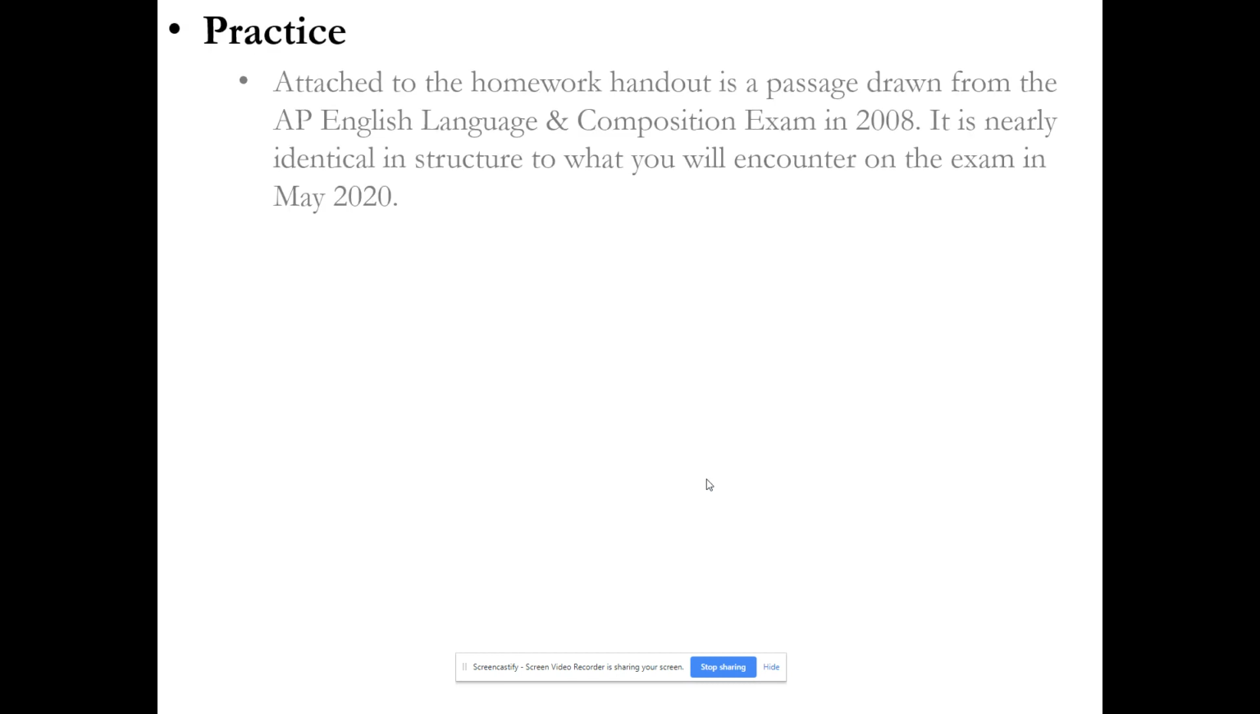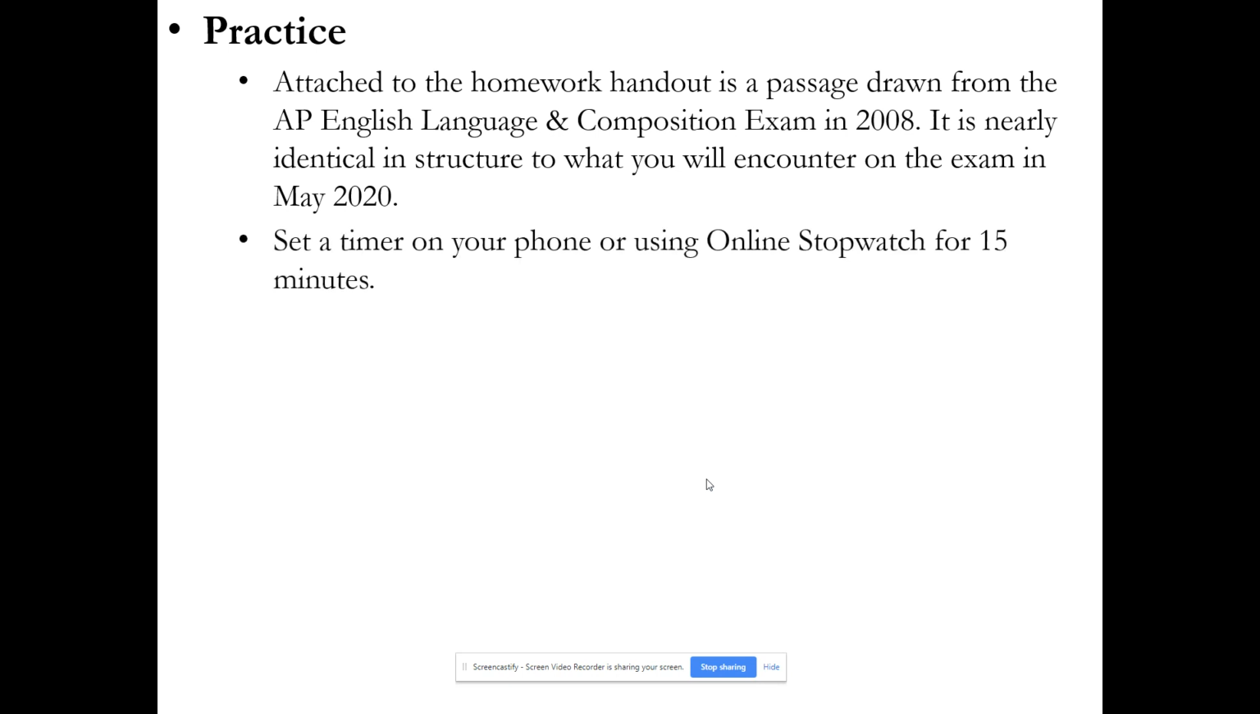So I'm going to ask you now to practice, right? So the homework handout you received is 3 pages long. The front page had all those logistics and the information about finals and things on it. The back page you're taking notes on right now, I hope. And then the third page has a passage on it drawn directly from the actual AP Lang test that students took back in 2008. This prompt and the passage is nearly identical visually and with respect to structure and content to what you'll encounter on the exam in May 2020. Though of course you'll end up with a different prompt and a different passage.